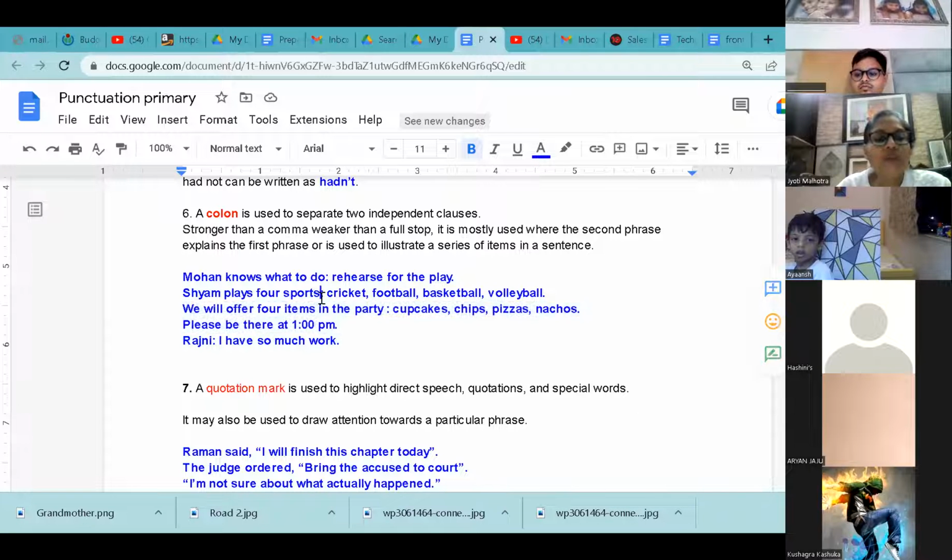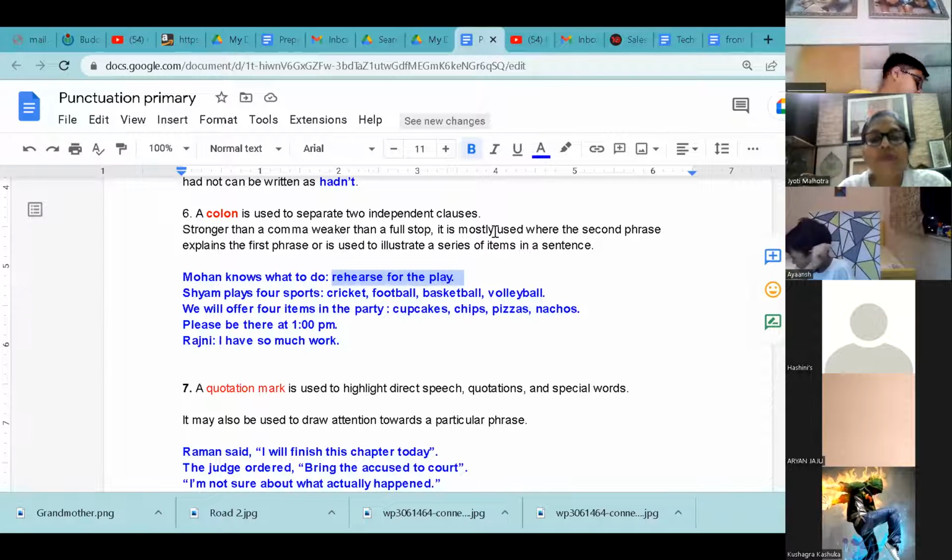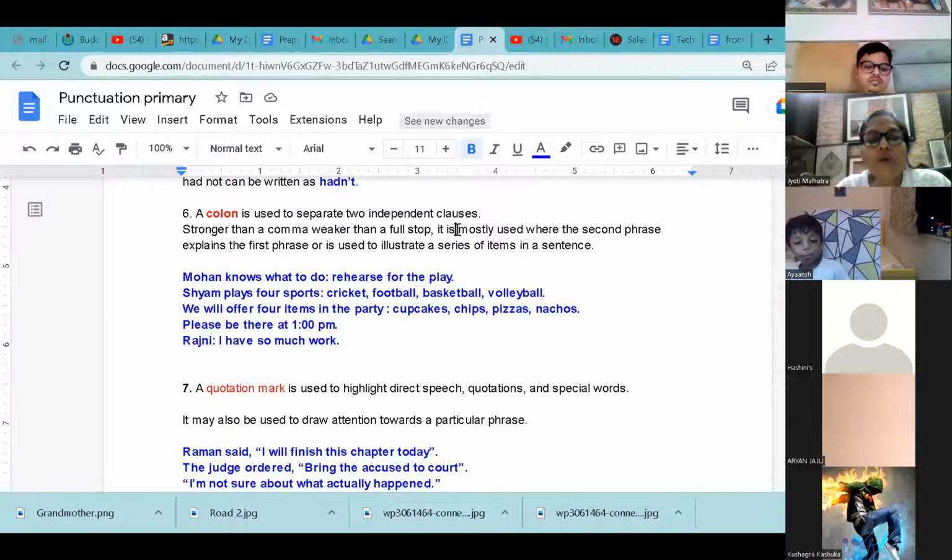Okay. So let's look at this one. All right. This is another rule. Mohan knows what to do. This is a sentence which is complete in itself. Okay. Mohan knows what to do. Now the second phrase explains what Mohan knows. Okay. What does Mohan know? Who will tell me what does Mohan know?